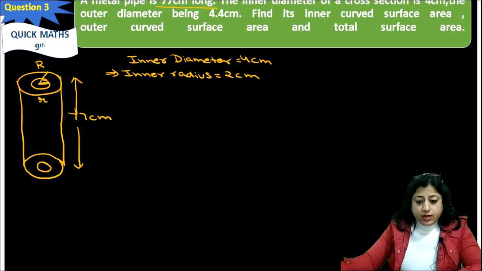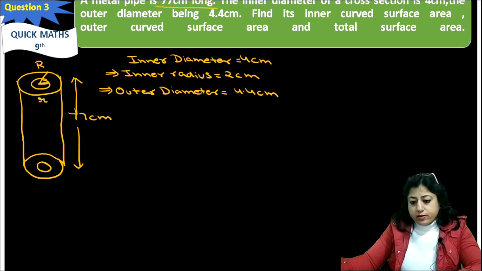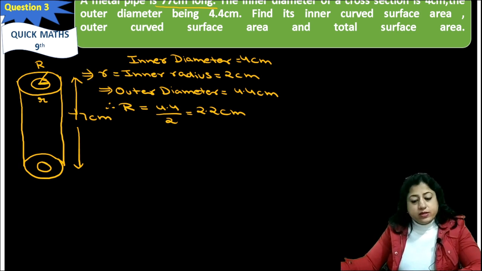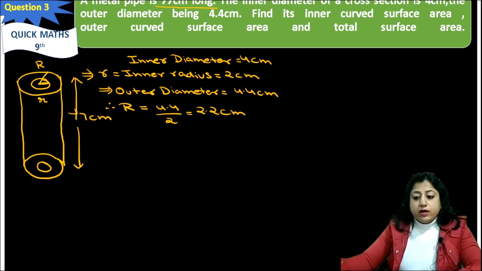Similarly, the outer diameter is also given. Outer diameter is 4.4 centimeter. Therefore, if the outer radius is capital R, then capital R will be 4.4 by 2, that is 2.2 centimeter. So it is small r. So we have inner radius and outer radius. Find its inner curved surface area, outer curved surface area, and total surface area.